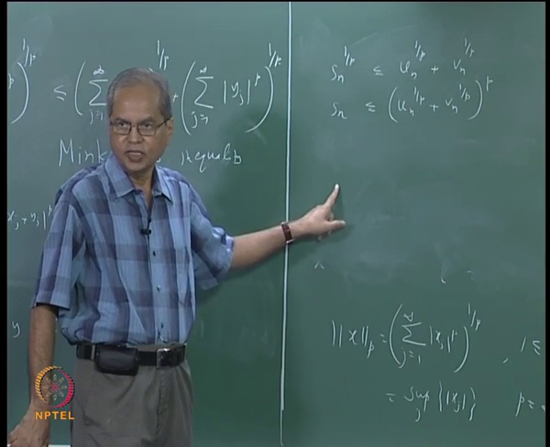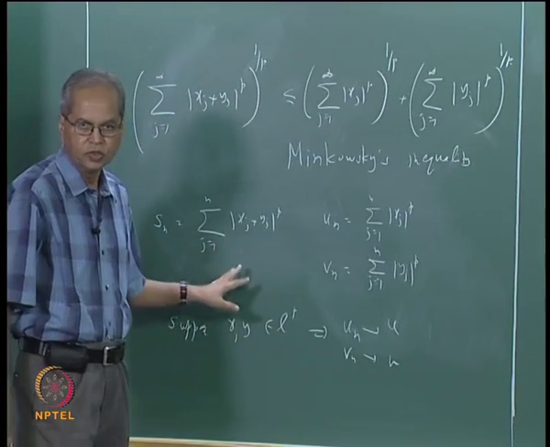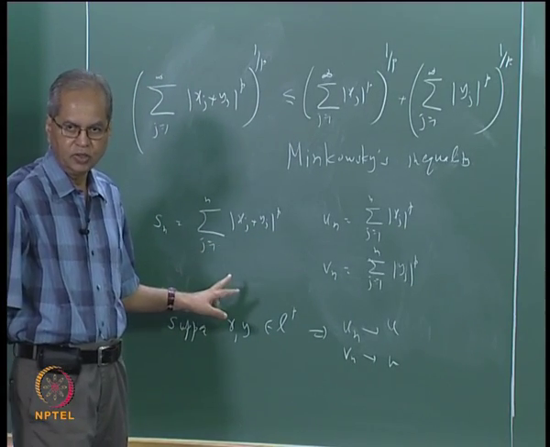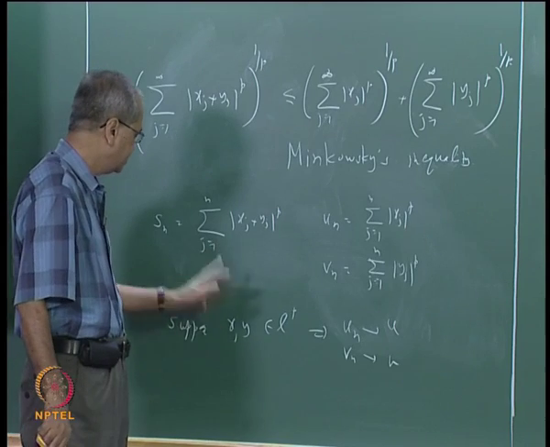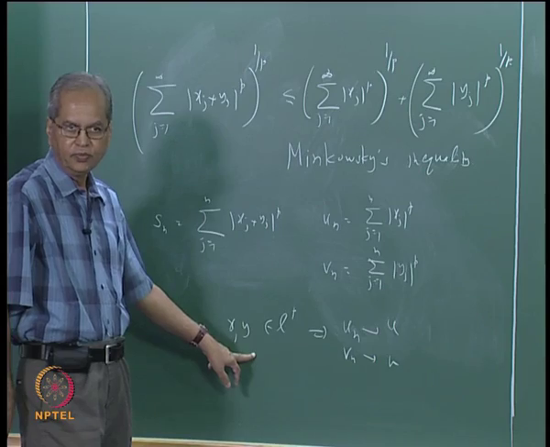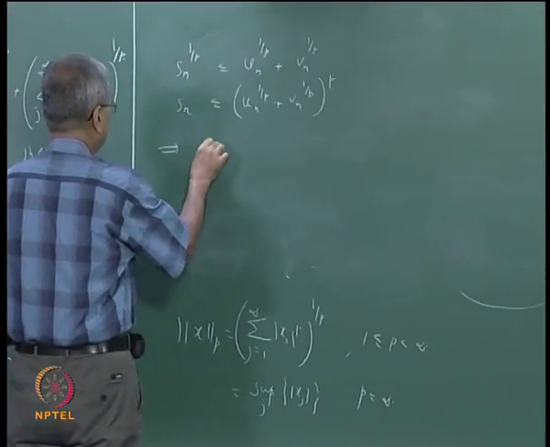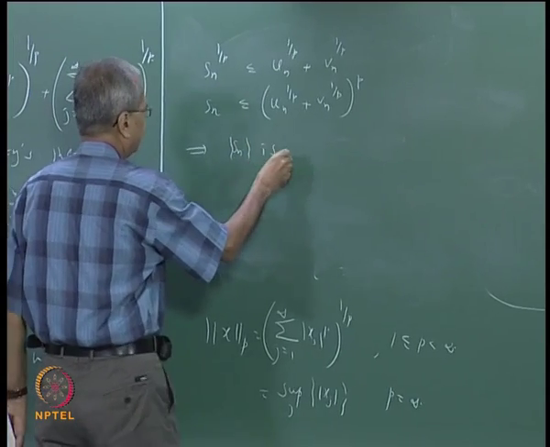Because Sn is monotonically increasing, because it's a partial sum of a series of non-negative terms. So that proves that Sn converges. But once we say Sn converges, then that is same as saying that x plus y belongs to LP. So I will simply write this implies that Sn is bounded.